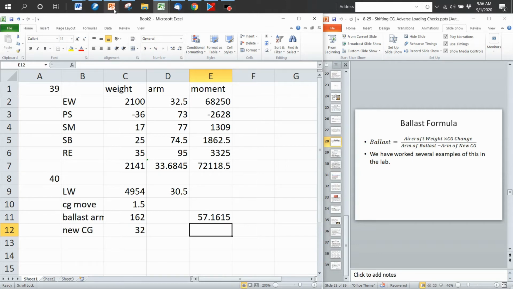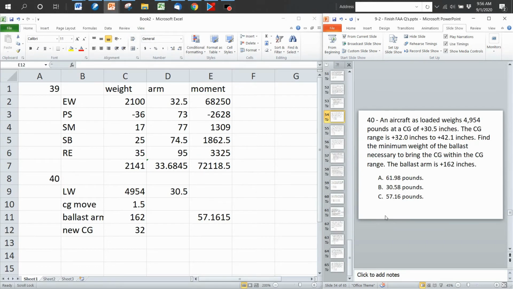57.1615. Now, I'm going to come back over here to my question. 57.1615 is one of my choices, and that's a good sign when I'm doing an FAA test question if my calculation comes out correctly. It doesn't always mean it's going to work. Now let me talk one more instant about how you're going to report your answers when you're working on the homework. Do the answers to the same number of decimal places as the choices on the FAA problem, and you'll be good.